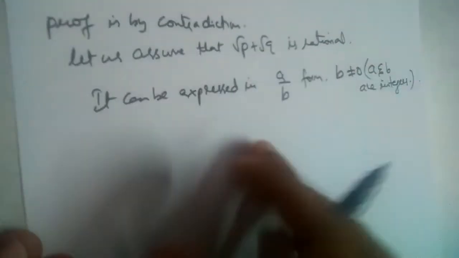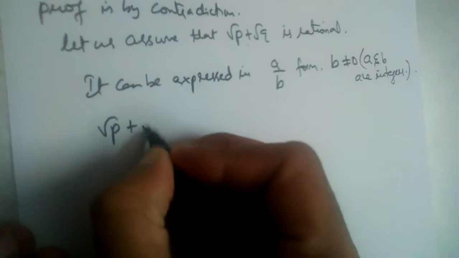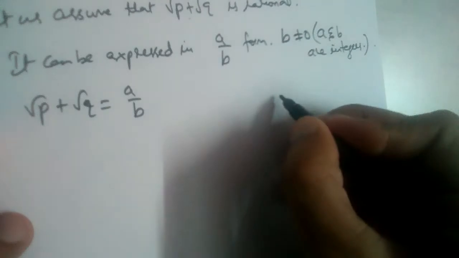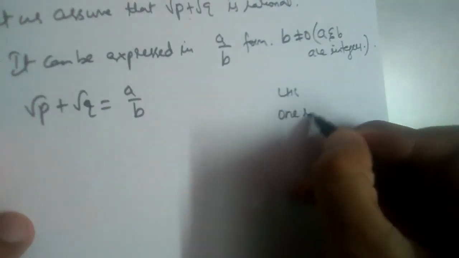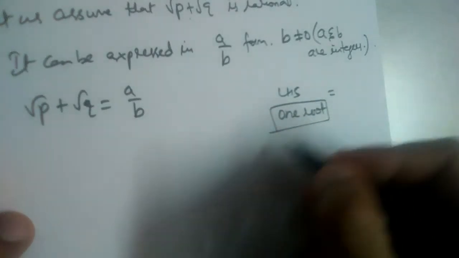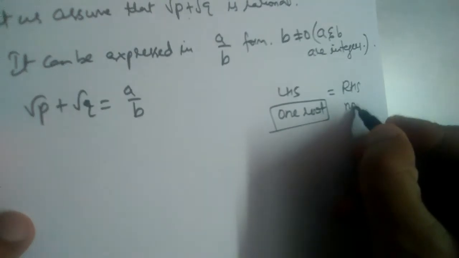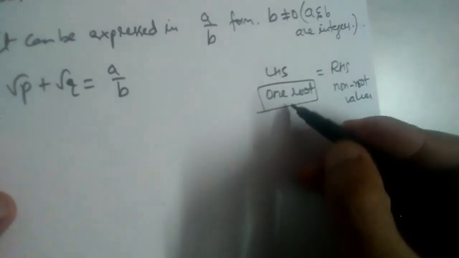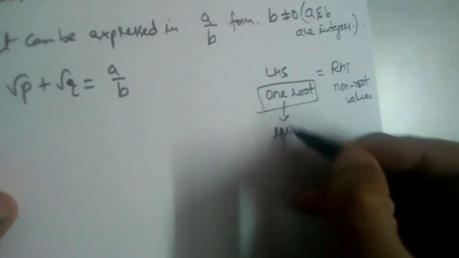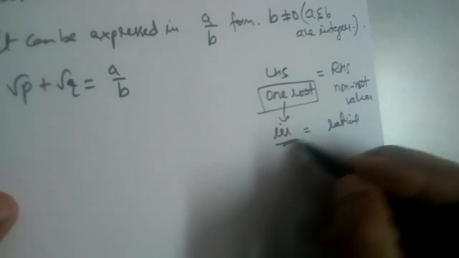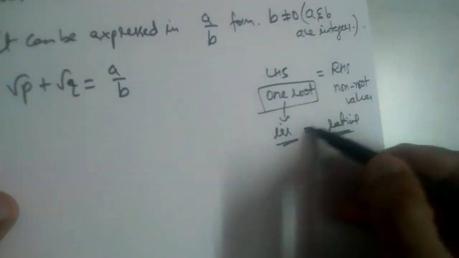All right, so let us write root p plus root q as a by b. Now in such problems, on the LHS we should have only one root value. Our aim should be to keep only a single root value on the LHS, and on the RHS we should have non-root values. Why? Because we know root values will be irrational numbers, and non-root values will be rational numbers. Irrational numbers cannot be equal to rational numbers, isn't it?